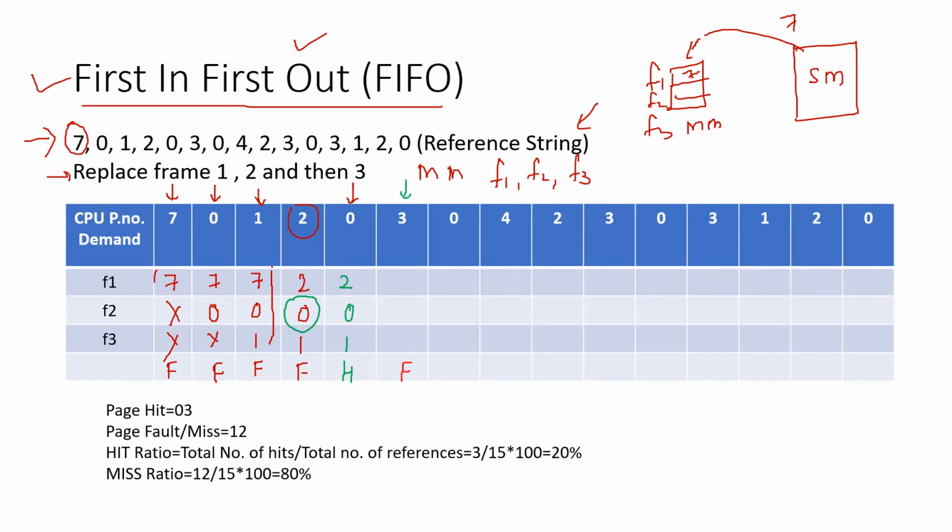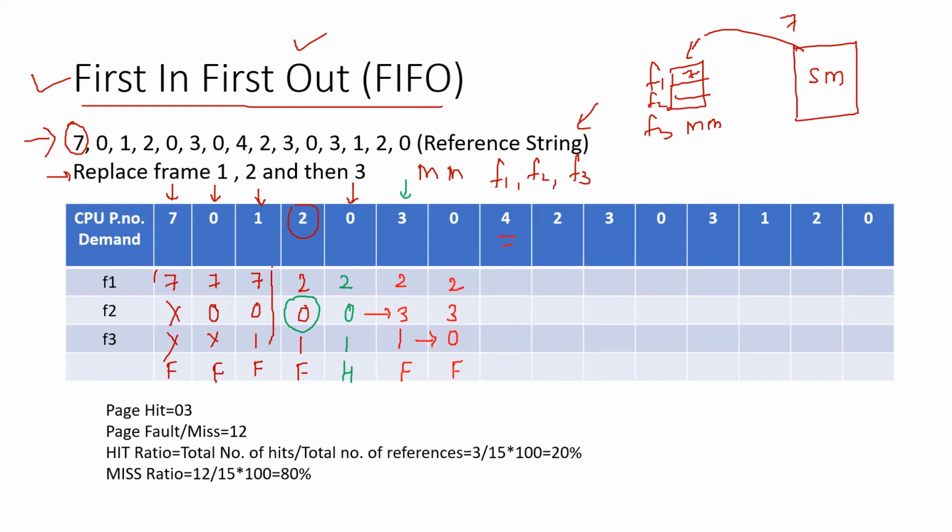And which frame do you have to replace now? Just now we have replaced frame number 1 by 2. So this time you are going to replace frame number 2, so you will write 2, 3 and 1. Now next is 0. Whether 0 is there in main memory, it's not there, so it's a fault. Now which frame will you replace? Just now we have replaced frame number 2. Now we have to replace frame number 3. So this will be replaced by 0, and the others will be as it is: 2, 3, 0.